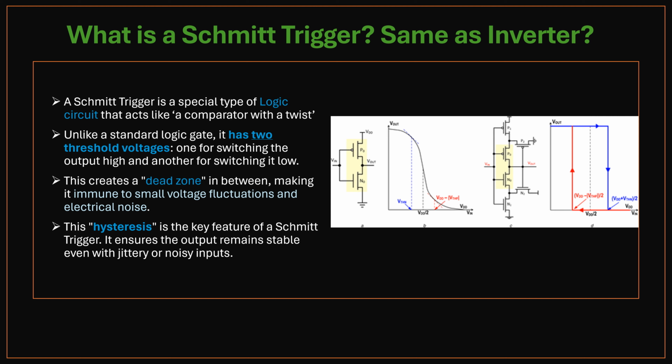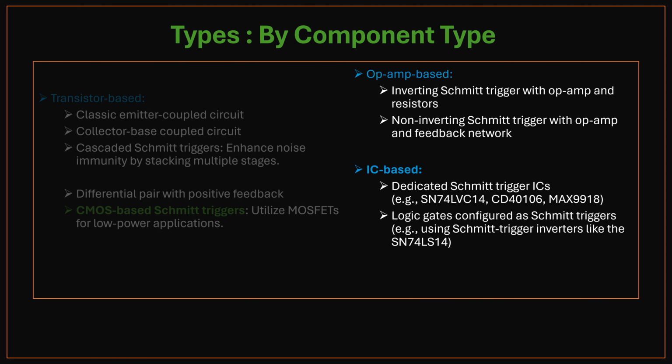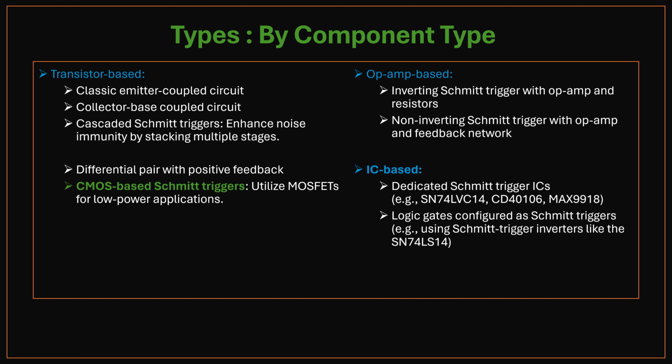This hysteresis is the key feature of the Schmitt trigger. It ensures the output remains stable even with jittery or noisy inputs. These are the waveforms. We have op-amp based, IC based, and transistor based Schmitt triggers. Our focus is CMOS based or MOSFET based Schmitt triggers.